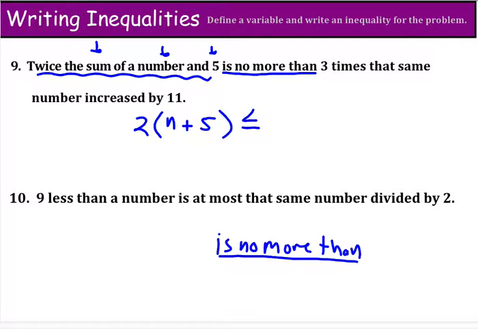The second part here, which will be on the right-hand side of my inequality, says 3 times that same number increased by 11. The same number would be n. We don't know what that number is, so we're just going to call it n again. 3 times that same number, so 3 times n, increased by 11. Now we're adding 11. There we go, and we're done. That's our first inequality.